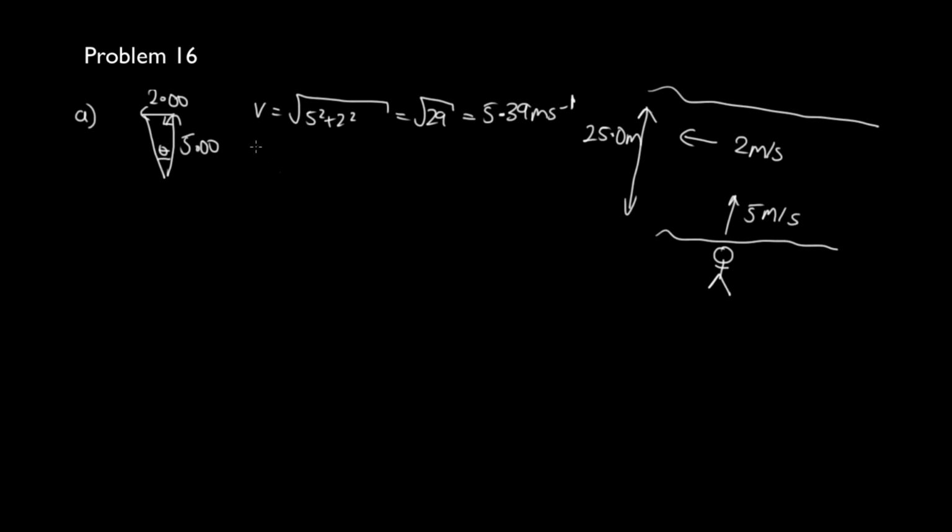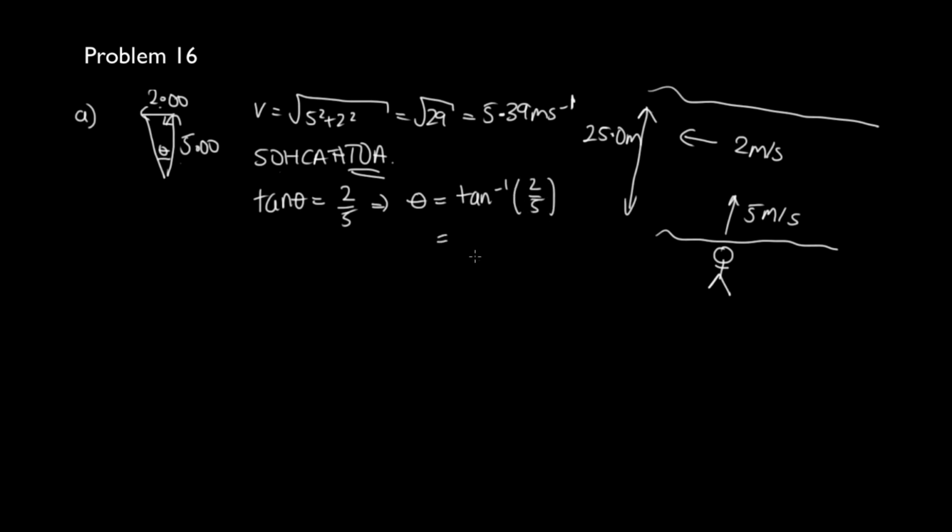We now need to work out this angle. So in order to work out the angle, we remember SOHCAHTOA. And what we've got is the opposite and the adjacent. So it'll be this TOA part that we'll use. So tan theta is equal to opposite over adjacent, which is 2 on 5. So this tells us that theta is equal to the inverse tan of 2 on 5. And solving that on the calculator, we end up with an angle of 21.8.